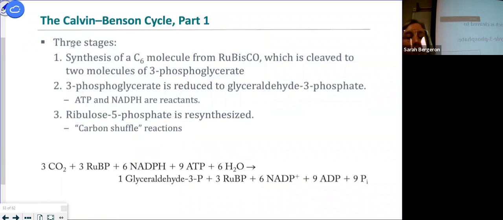So remember how we looked at that wheel and we said it was really 3 major steps that occur, right? The first one is the synthesis of the carbon 6 molecule, right? This is one that they didn't draw on that wheel. And the Rubisco enzyme is the one that catalyzes this. And so then we're going to cleave that 6-carbon molecule into 2 molecules of 3-phosphoglycerate. 3-phosphoglycerate is a C3 molecule, right? Then what was the second stage? We had fixation. So 1 was fixation.